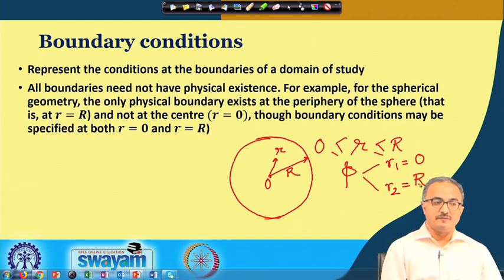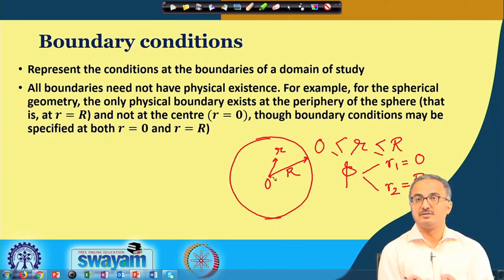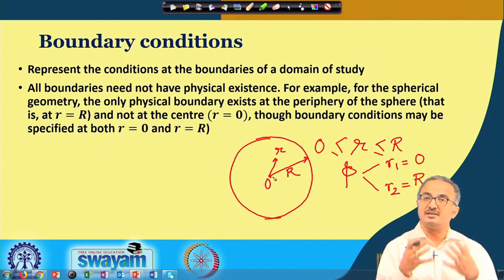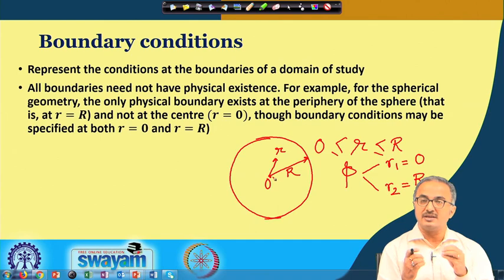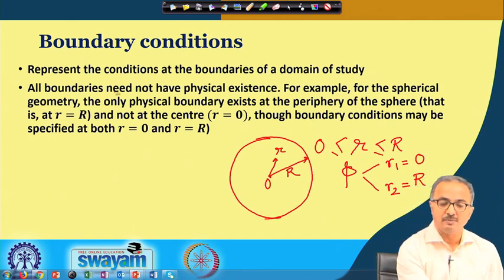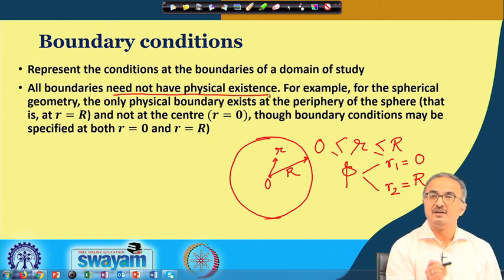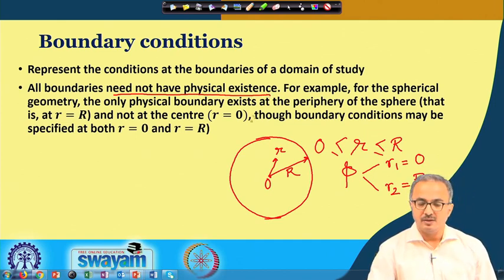Now you see that when I talk of R2 equal to R, it means that this is a physical boundary, I can see that. But when I talk of R equal to 0, there is no physical boundary here, it is just a starting point we have taken. So that means the boundary conditions need not have any physical existence. They are just, you can say, some mathematical way of representation of the particular process, with a starting point and ending point. That is what it said, that all the boundaries need not have physical existence. So this is what I have shown you by this particular example.